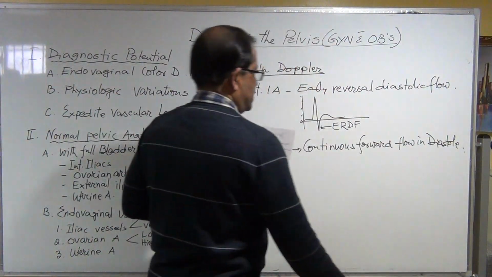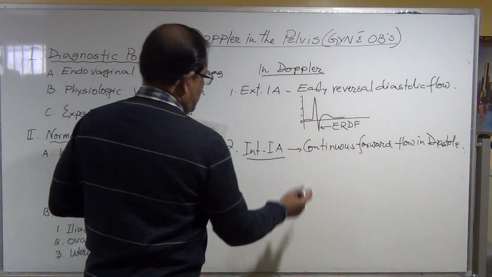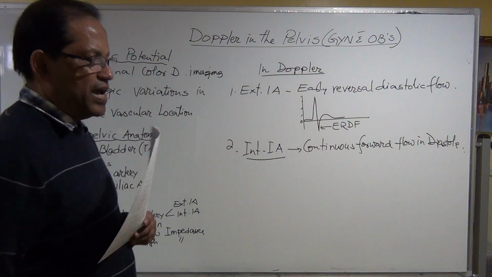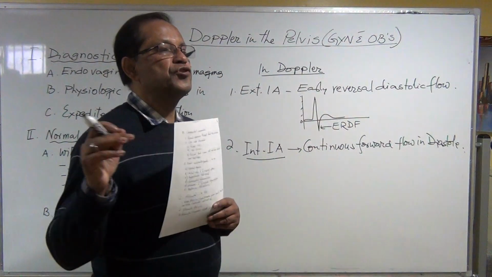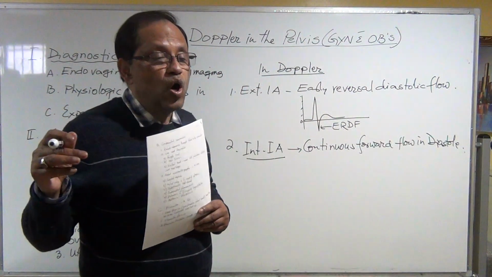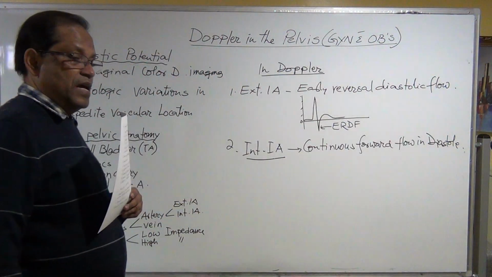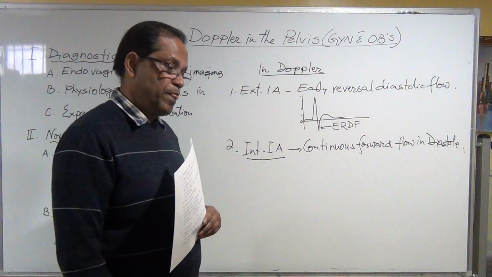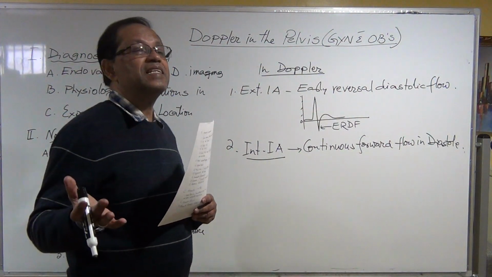What does that mean? The resistance is low. Why? Because it's going to supply all the internal organs in the pelvis. Keep that in mind. Any artery that's supplying an organ usually has a low resistivity index because the organ needs constant blood supply. But the arteries that supply the muscles and skin have high resistance, so their resistivity index is high.